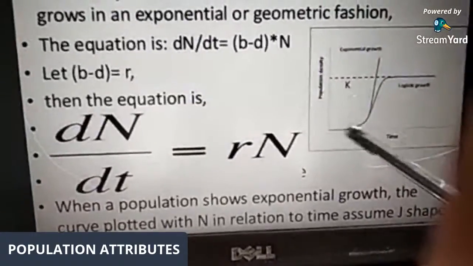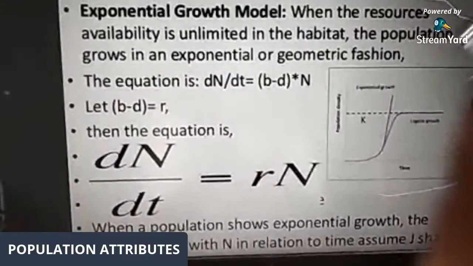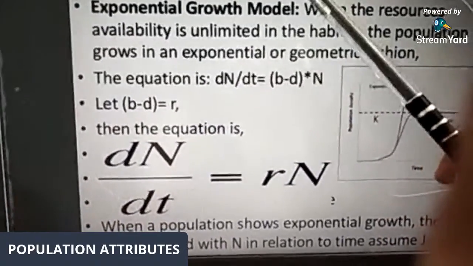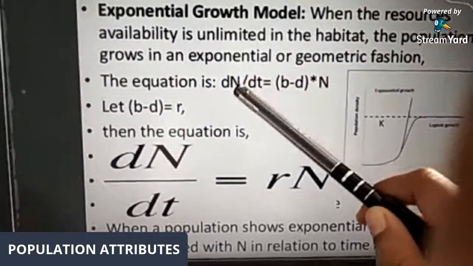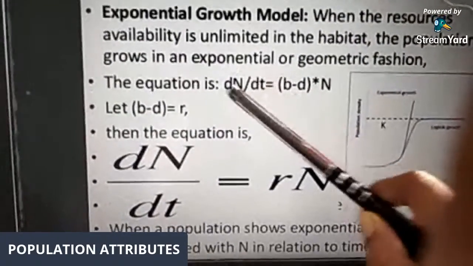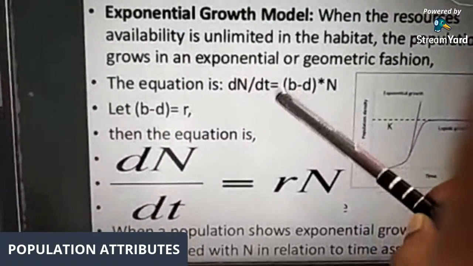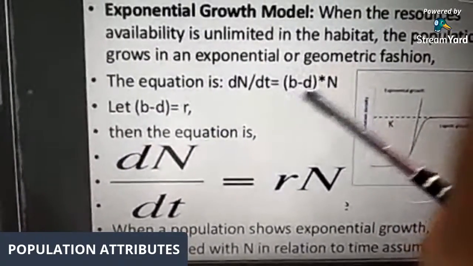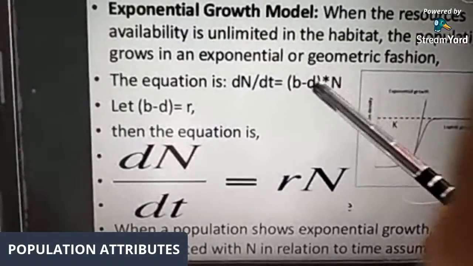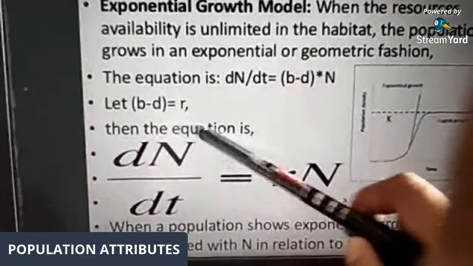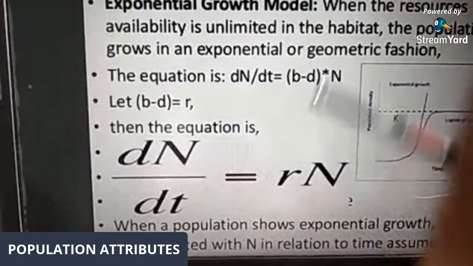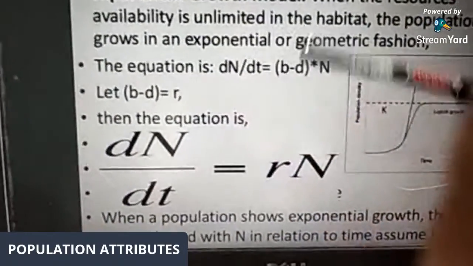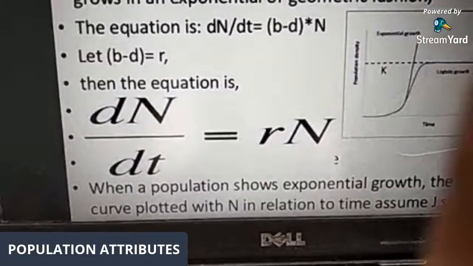So this is the graph. The equation of this J-shaped growth curve is dN by dt. dN by dt means the number of individuals per time, equals (b minus d) into N. Here b means the birth and d means the death. So if we assume that b minus d equals r, then the equation is dN by dt equals rN.